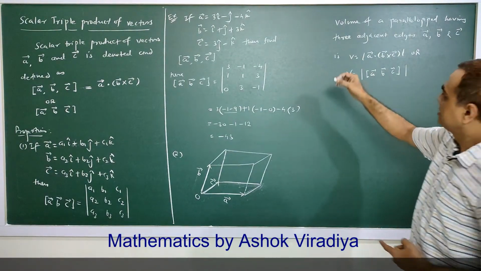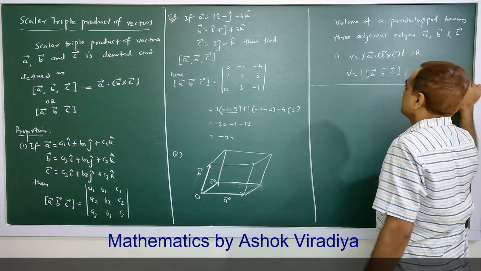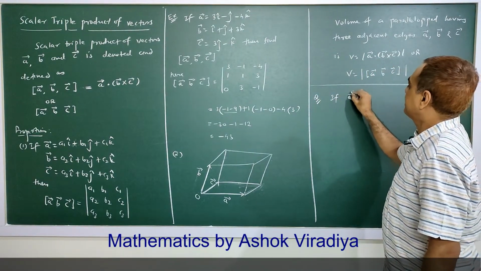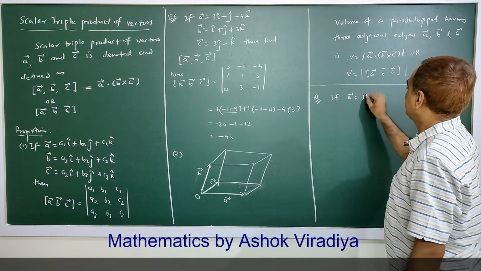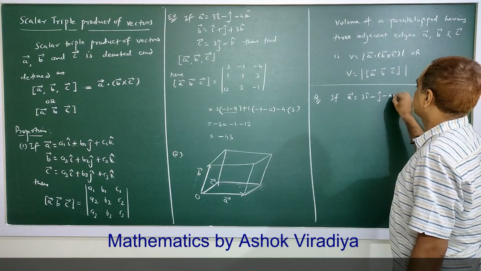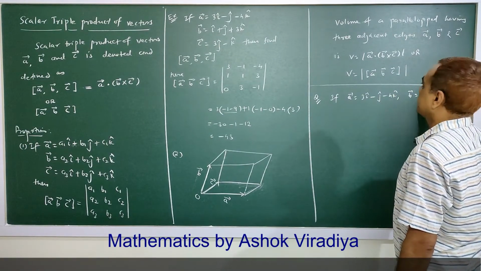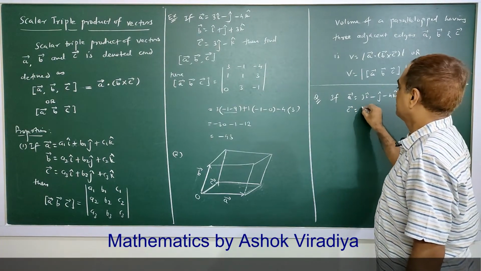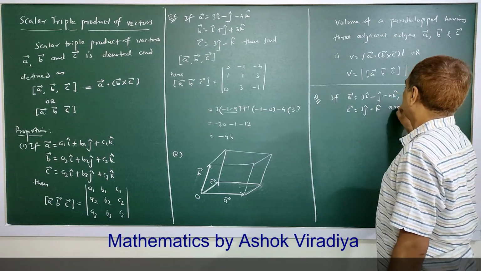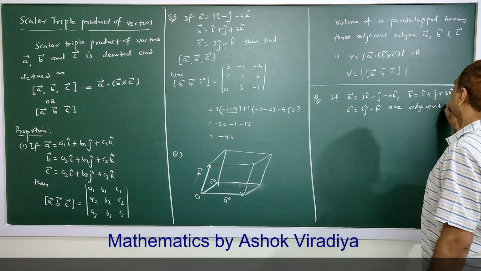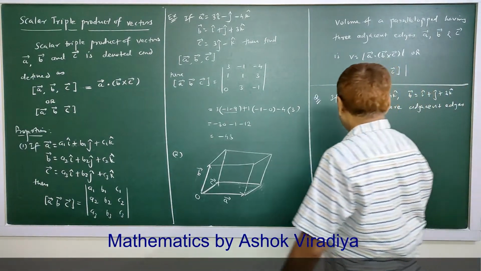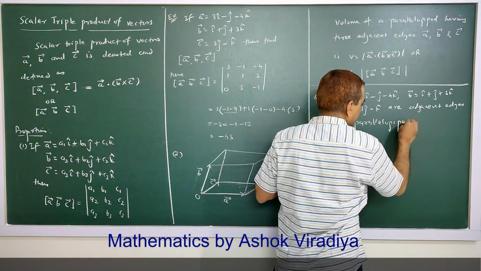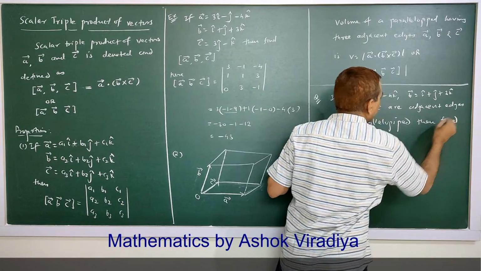So in this case we can say, suppose we are asked that question, if vector A is 3i minus j minus 4k, vector B is i plus j plus 3k, vector C is 3j minus k are adjacent edges of a parallelepiped, then find its volume.